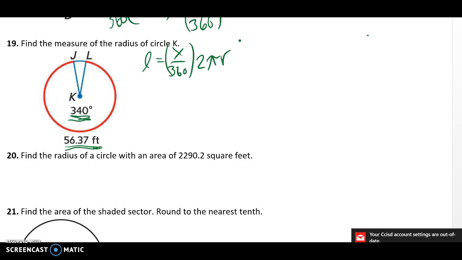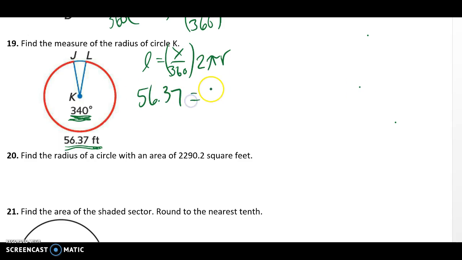Except now we're given the length, and we're given the measure of the angle, so we're given the x. We need to solve for r. So 56.37, plug in the length, and then this is 340 over 360, and that's times 2 pi r. So we plugged in what we knew, now we need to solve for r. Okay?